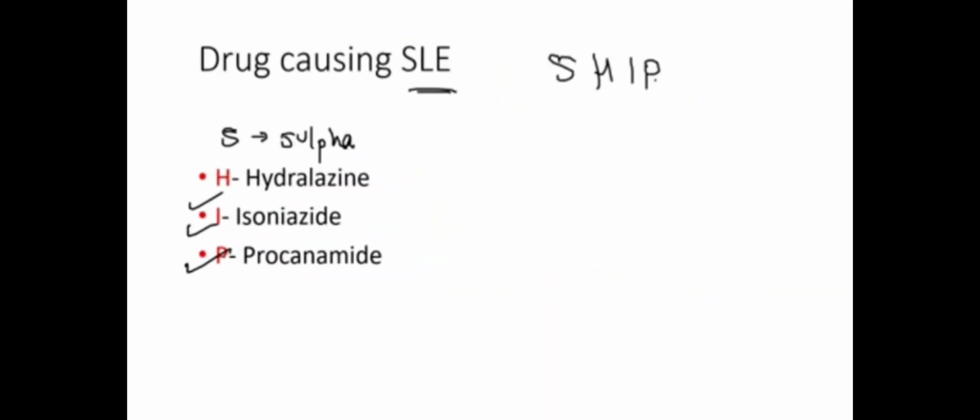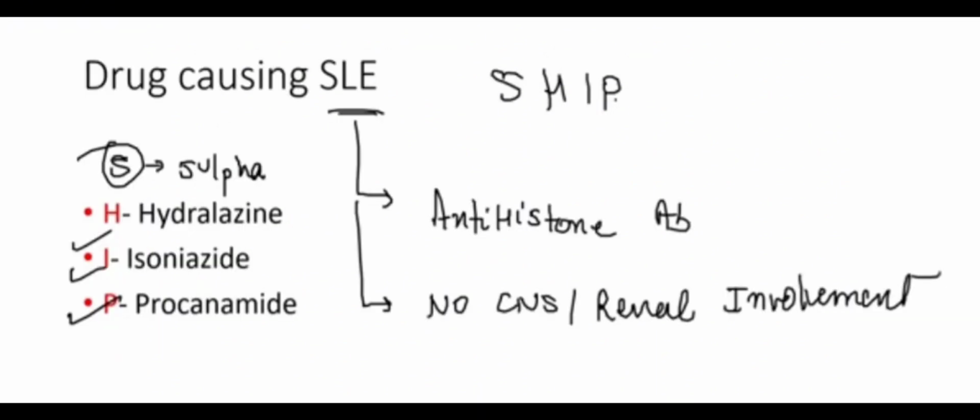of acne vulgaris. Okay, this is a very important slide of the drugs causing SLE. So the mnemonic is SHIP. HIP is highlighted and S is not, because sulfa drugs are not a very frequent cause of SLE. Hydralazine, isoniazid, and procainamide are frequently causing SLE. To remember with drug-induced SLE, they are not associated with anti-dsDNA antibodies, and there is no CNS and renal involvement in SLE caused by drugs.